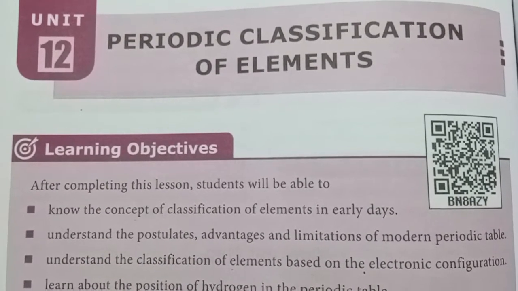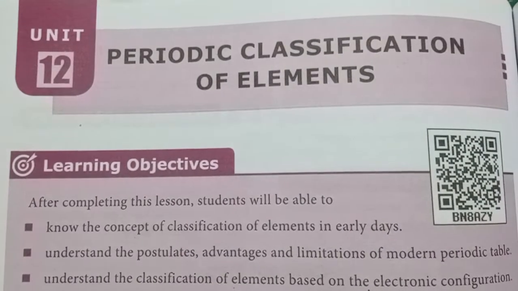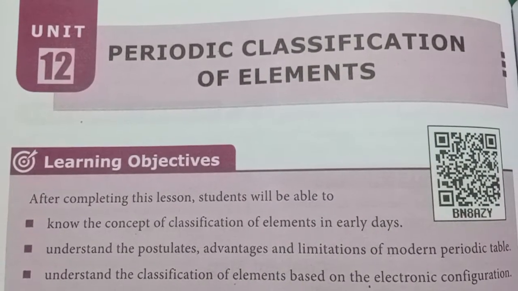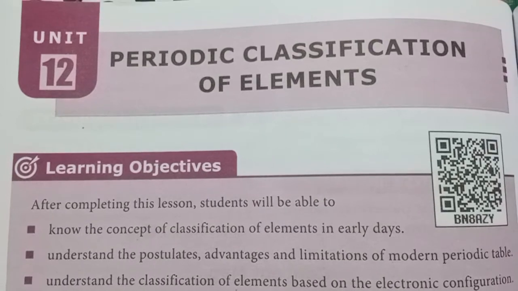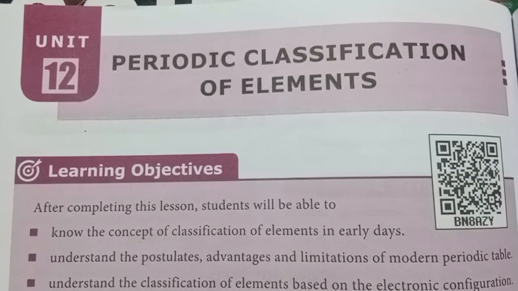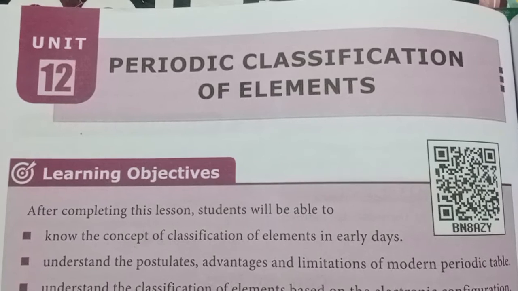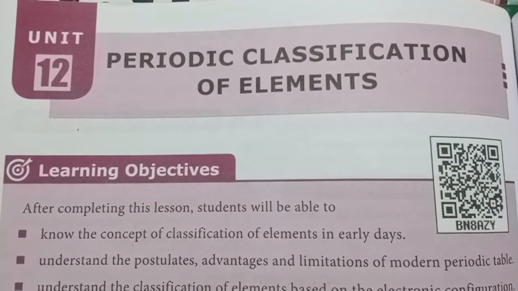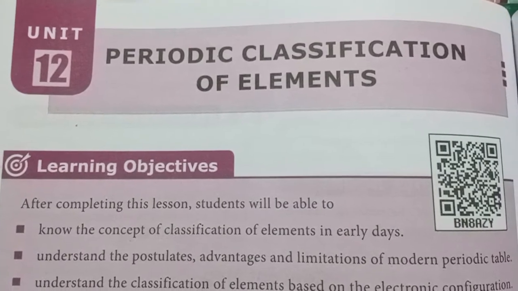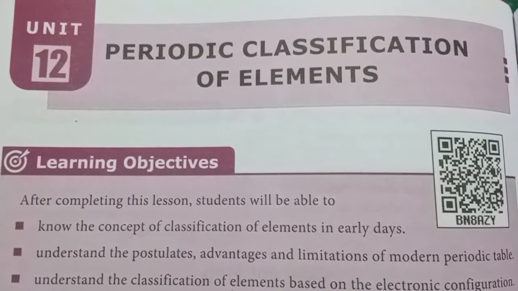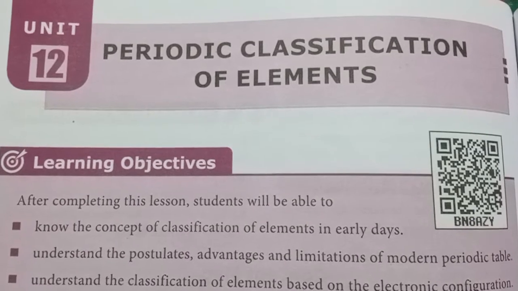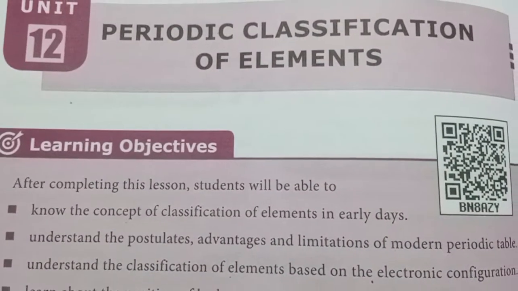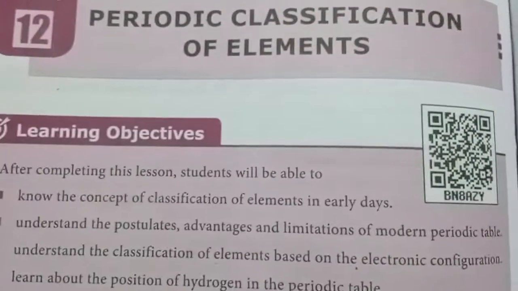Today we are going to see the book back evaluations from Standard 9 Science Book Unit 12, Periodic Classification of Elements. In the world there are 118 elements. These elements are classified, that means grouped and segregated, according to their atomic number. But in the early concept of classifications, the elements were classified according to their atomic masses.